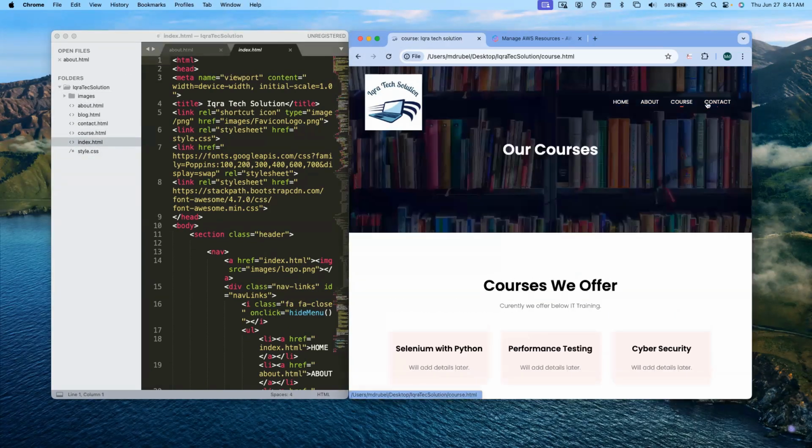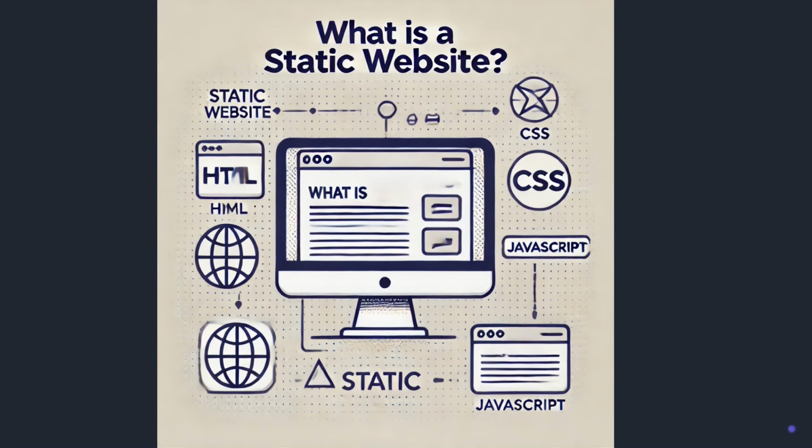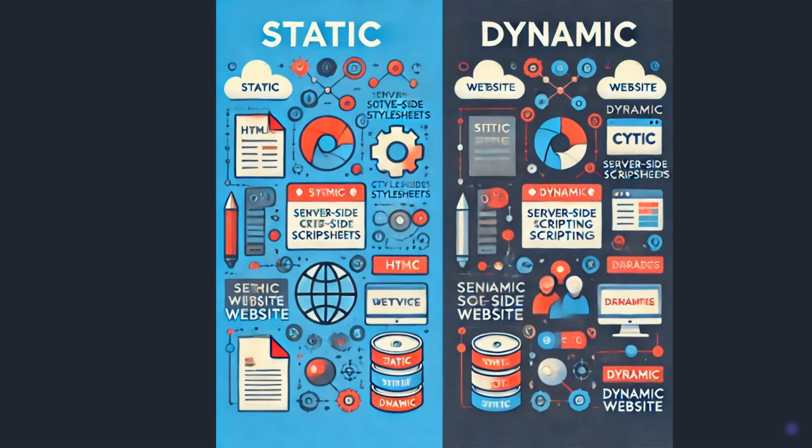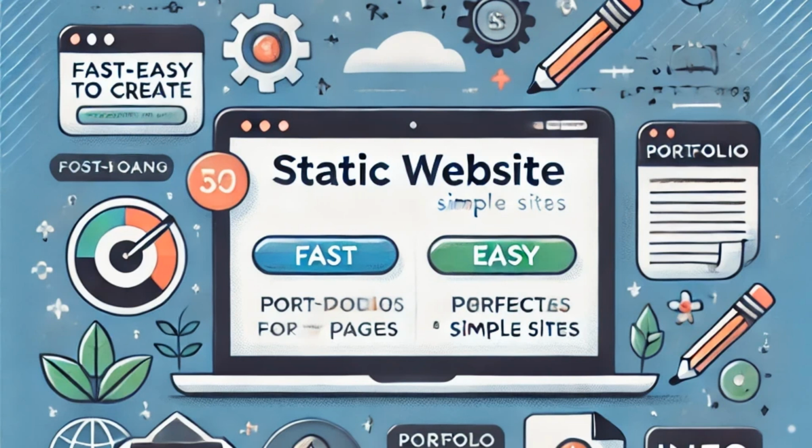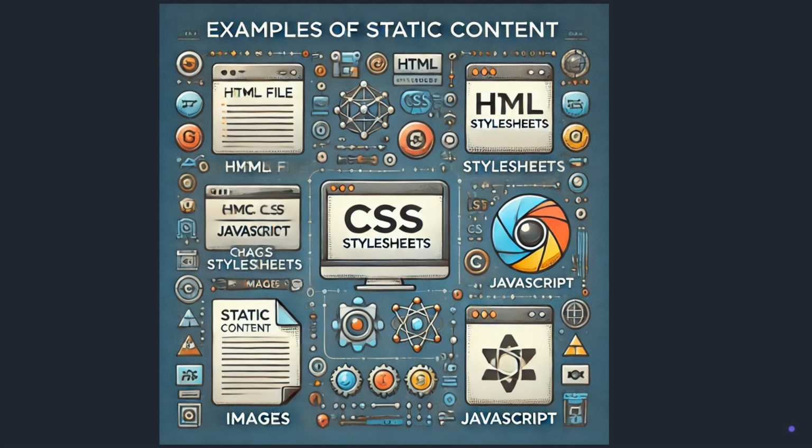What is a static website? Now let's quickly understand what a static website is. Unlike dynamic websites that require server-side scripting and databases to generate content dynamically, static websites consist of fixed content. They are fast, easy to create, and perfect for simple web pages, portfolios, or informational sites. Examples of static content include HTML files, CSS style sheets, images, and JavaScript files.